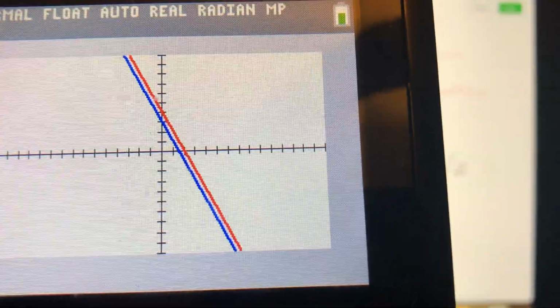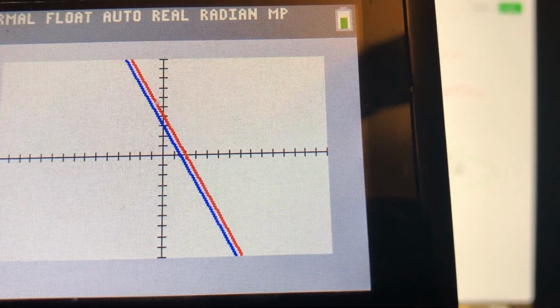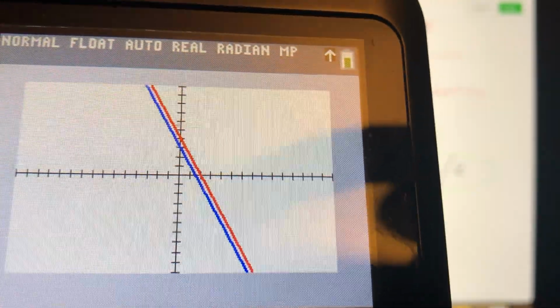So that confirms that if we're looking for the place where these two lines cross, that would not be possible. So our answer, no solution, actually makes sense visually.